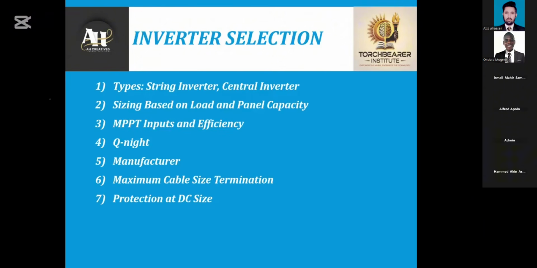And also the maximum cable size termination. It's very important for cable termination. And also the protection at the DC and at the AC side. When you talk about protection, the SPD, the circuit breakers and all that. So it's very important to consider them during sizing and designing of a solar system.